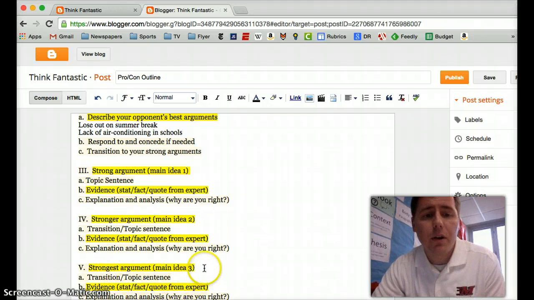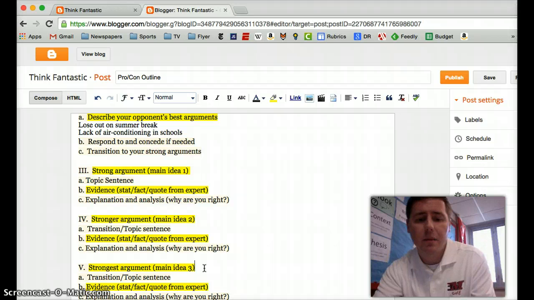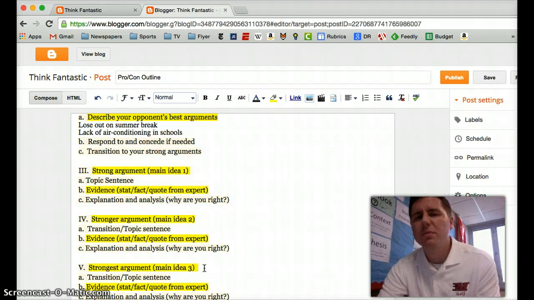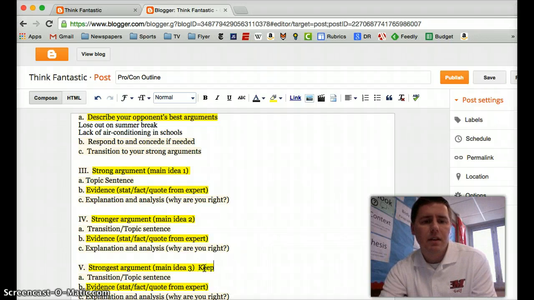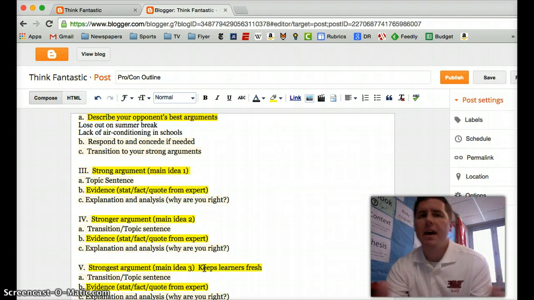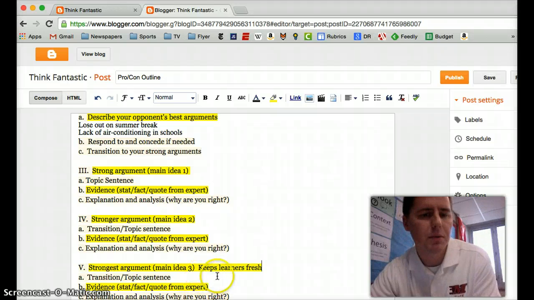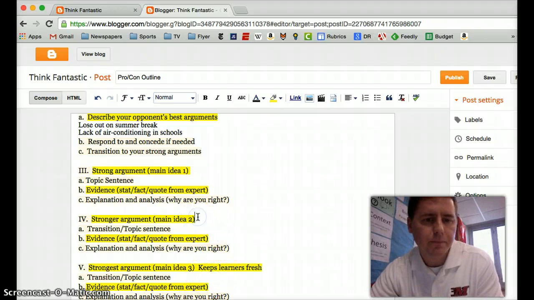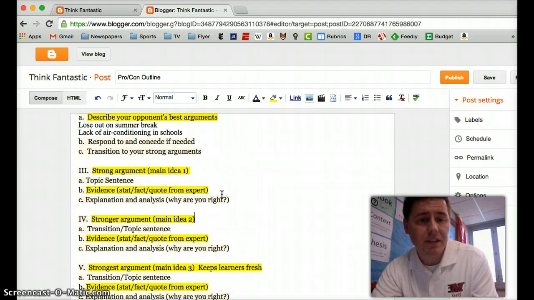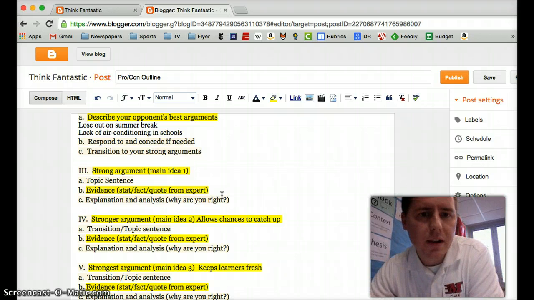So I want to think about what's my best argument, and I'm actually going to put that third. So what is my best argument for year-round school? I would say that it keeps learners fresh. And what I mean by that, I would explain in the rest of the paper. But it keeps learners fresh. Another stronger argument, my second strongest argument, is that it allows chances to catch up. Those 15-day breaks between semesters would allow learners a chance to catch up.